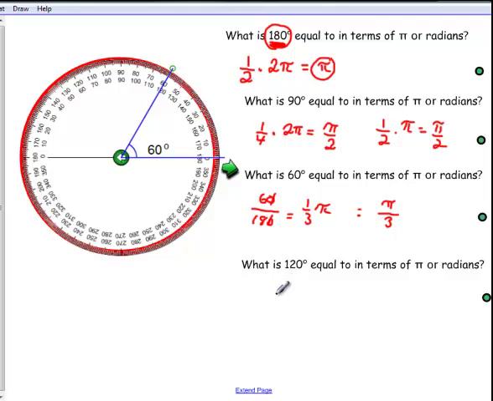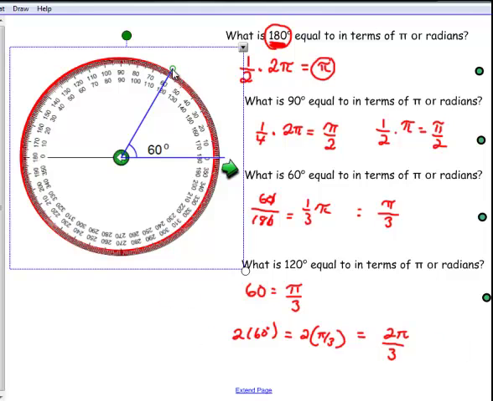So what's 120 in terms of pi? Well, here's where the clever people are going to step forward. 60, we just figured out to be pi over 3. And 120 are two 60-degree angles. So I must have two pi's over 3. So 60 is pi over 3, and 120 is 2 pi over 3. So if I went 120, that's what it looks like.